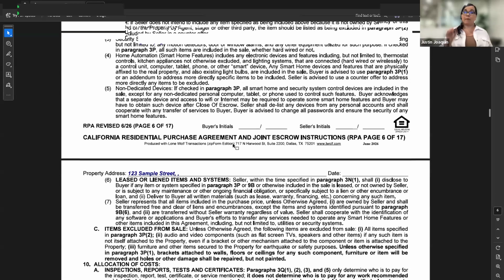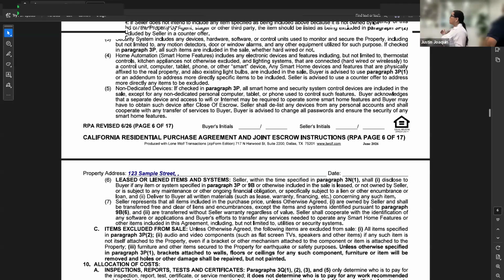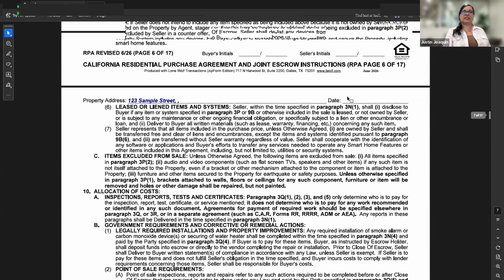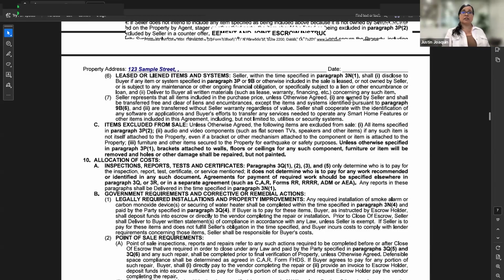5, though, I'm really glad they made sure we know. Non-dedicated devices, however, because the smart homes are very elaborate. So if I control these smart features with my phone, does that mean that my phone comes with it? No. So that's a non-dedicated device, an iPad, right? I'm not going to have to include just because it controls the whole home. Here's the iPad. Now, if it's dedicated, meaning if the system comes with a special iPad only for that, then that is included. Okay, 6, leased or liened items and systems included.